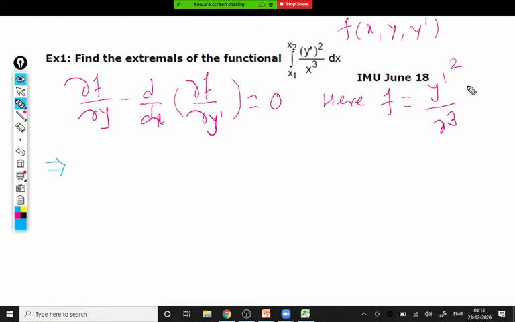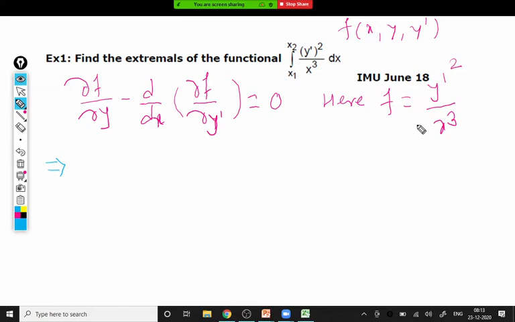Good morning, sir. Yes, good morning. One by x cube. How 1 by x cube? Whether f is depending on y. Is there a y term appearing in the function f? It is y dash, no? y dash square upon x cube. So f is depending on y dash and x only. f is independent of y. So what is ∂f/∂y? I'm taking 1 by x cube as constant, sir. But what is ∂f/∂y?